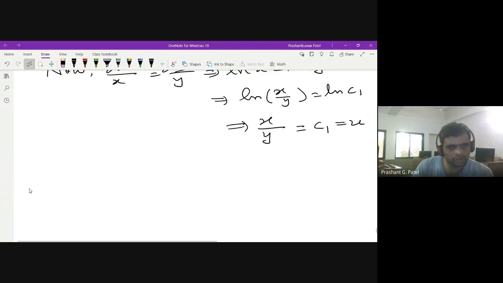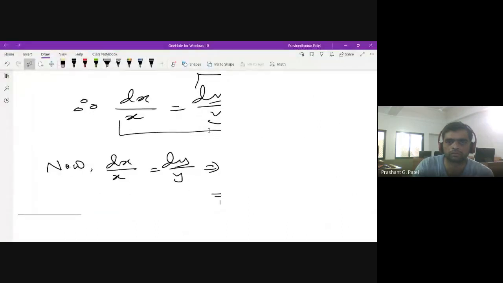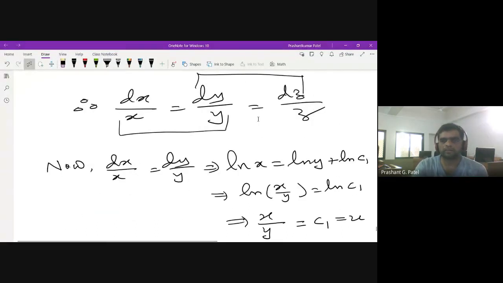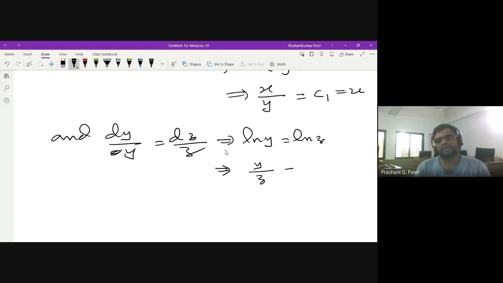And for the other equation, that is dy by y equal to dz by z, which is the second equation here. By taking integration on both sides, ln y equal to ln z. So that gives me y by z equal to constant, as we did here. This C1 is already used, so I say this C2. This is plus ln C2, and we can say it is v.